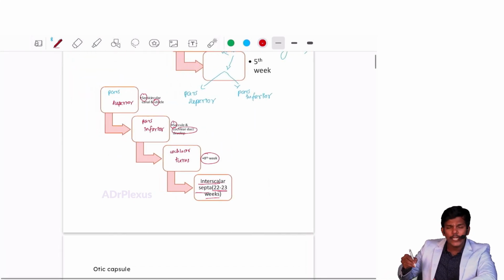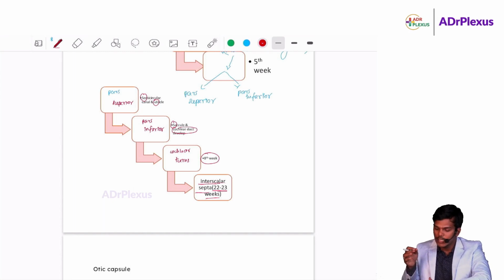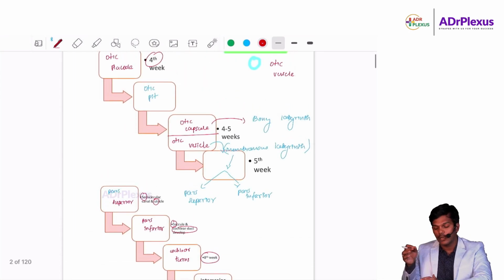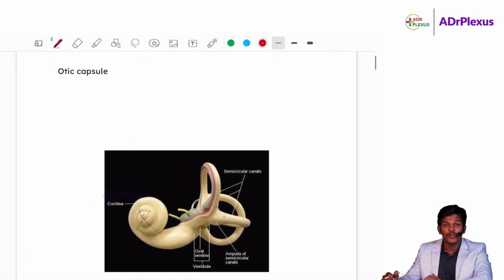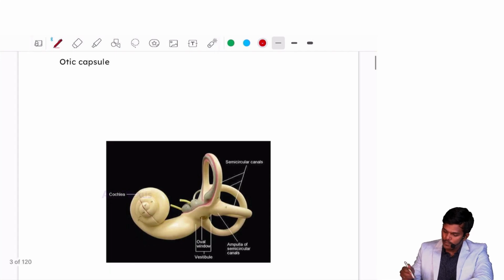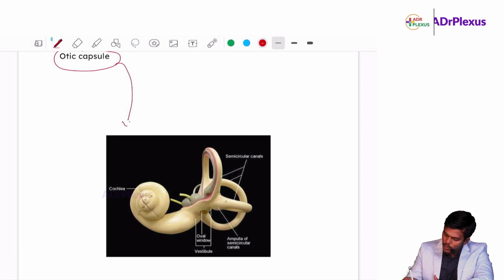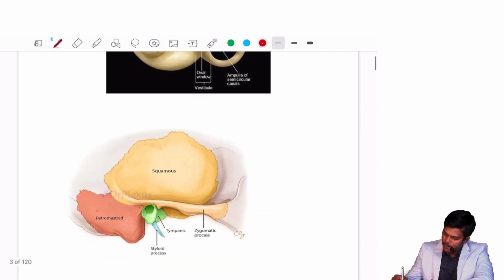Okay, this pattern of the formation of the ear is very important. If you know the pattern you can understand the important embryological diseases of the ear. Now the otic capsule we know. So the otic capsule will give rise to the bony labyrinth, which is a part of the temporal bone.